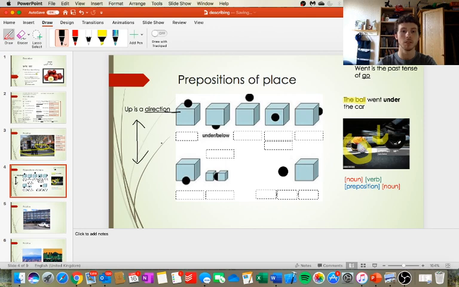Down. So we're not talking about movement. So this one is just on. On, or it could be on top of. So the ball is on top of the box. I remember we did this a few weeks ago. On or on top of.